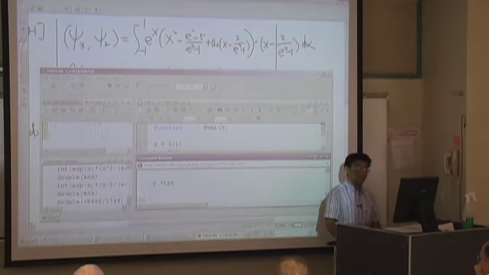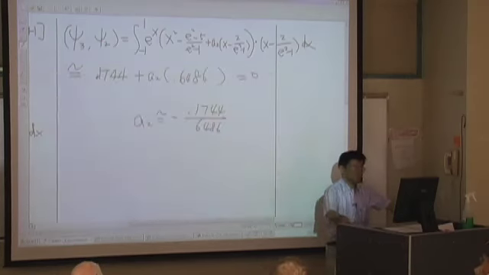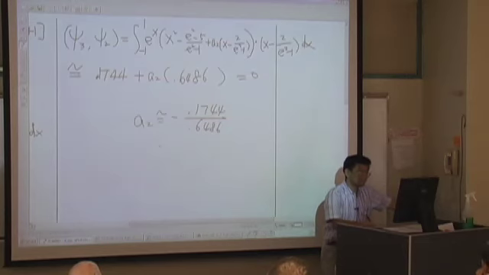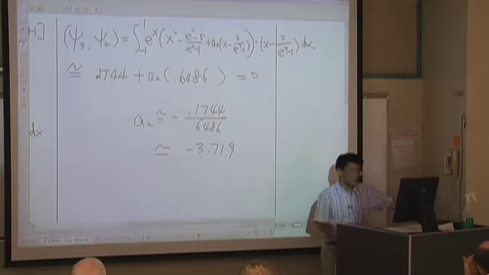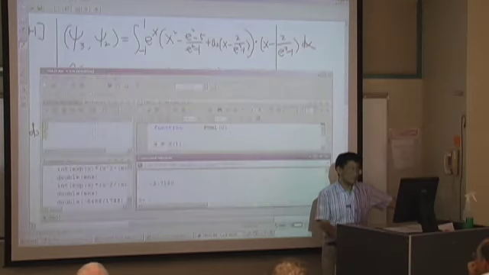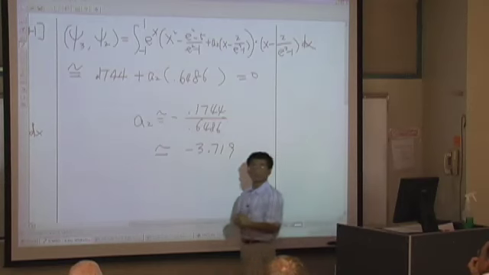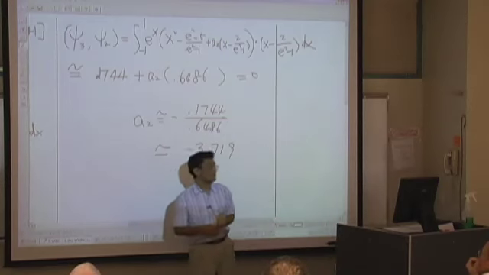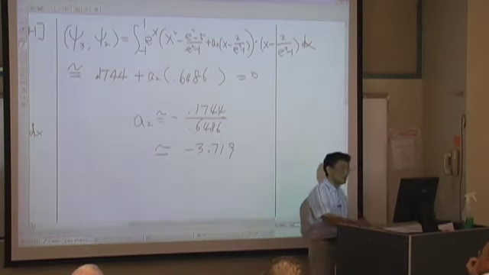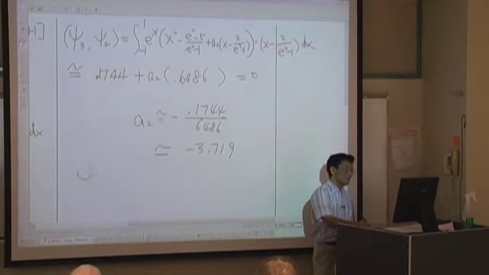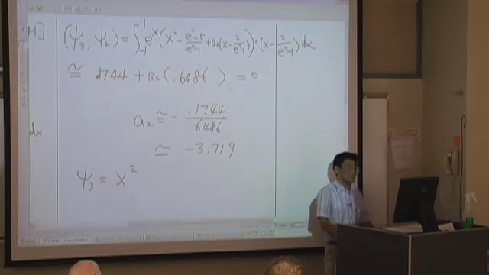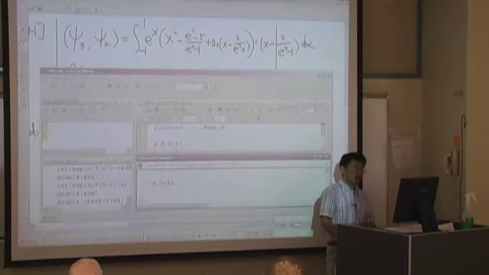So 0.3719. So this is it. We have found A2. Even for A1, you can use an approximate value. So psi 3 equals x squared, and then instead of using the exact value, I will calculate it.